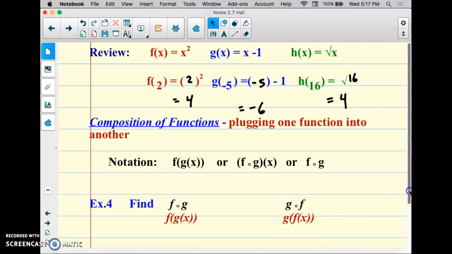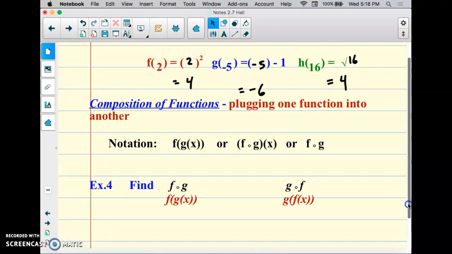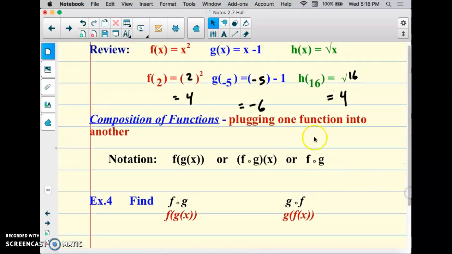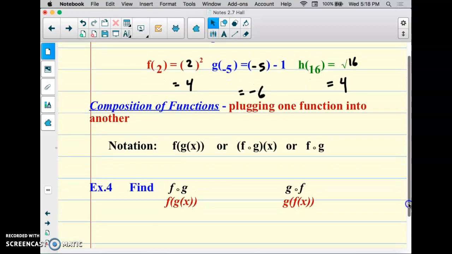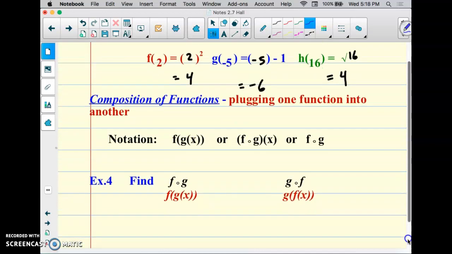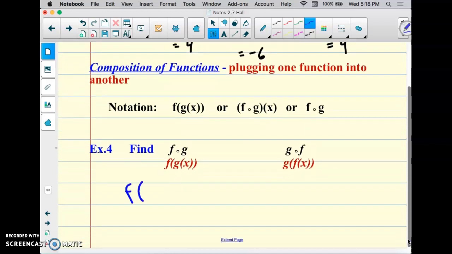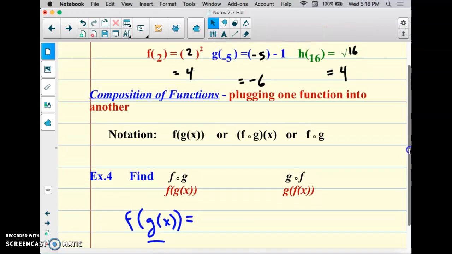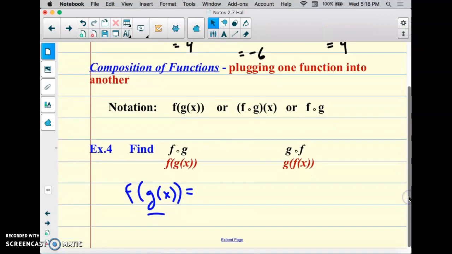So let's do both of these. First it wants me to do f of g of x. So I'm going to take g of x, which is the blue one, and plug it into f of x for x. All right, here we go. So f of g of x means I'm going to plug g of x into f of x. So let's see what we have. F of x is x squared. Something has to go in the place of x.